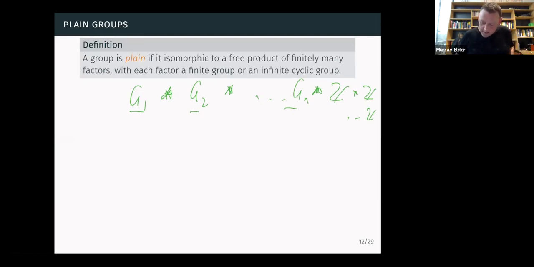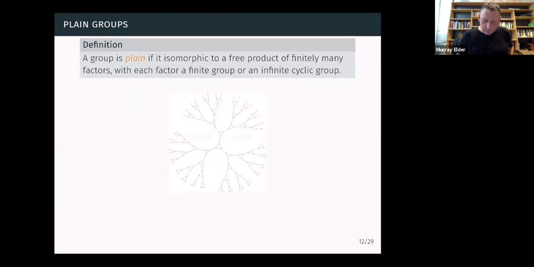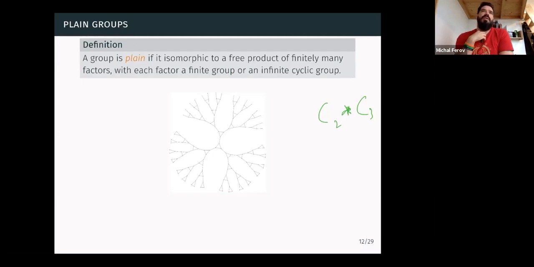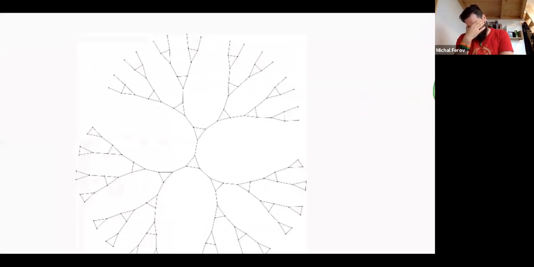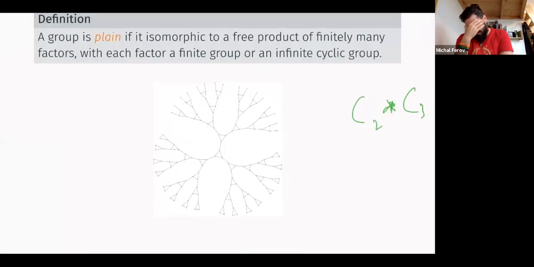Okay, so there's several. So here's an example. This is C2 star C3. So I had that picture before. Murray? Yeah. Would it be correct to say that a group is plane if its decomposition as a graph of groups is that the vertex groups are finite and the edge groups must be trivial?